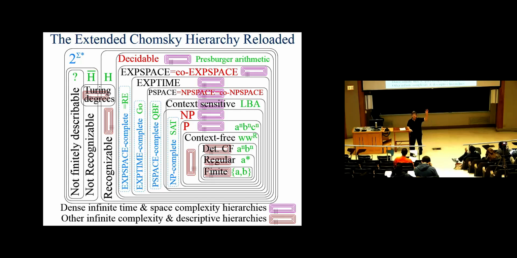How many have seen that stated before? Where did you see it? The power set of a set is always bigger than the set, even for infinite sets. For finite sets, it's obvious. If a set has n elements in it, the power set has 2 to the n. 2 to the n is bigger than n. But for infinite sets, that's true too. Where have you seen it?